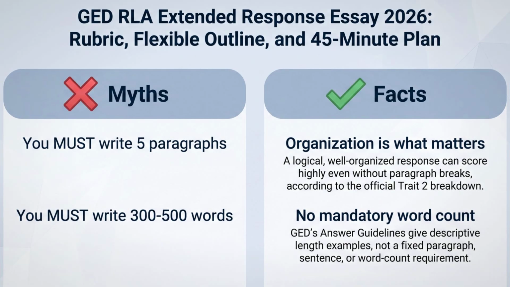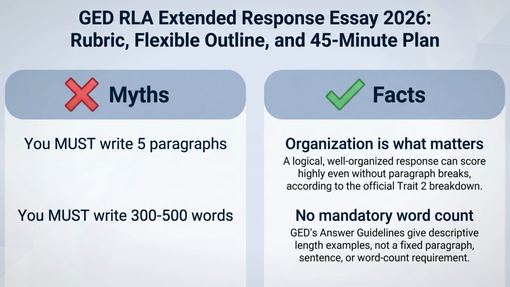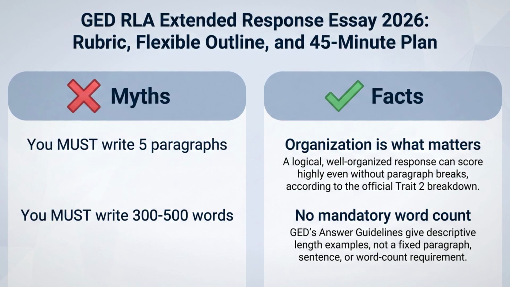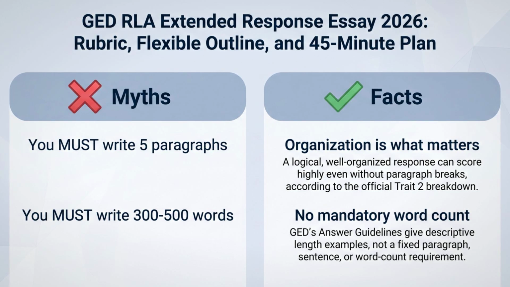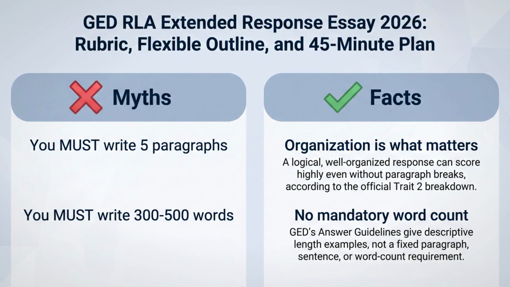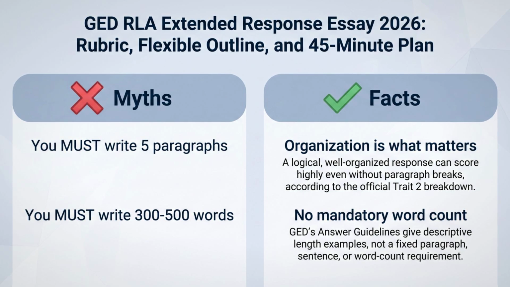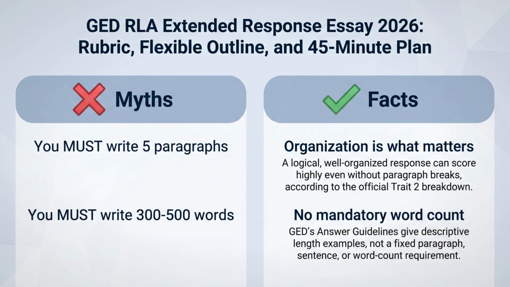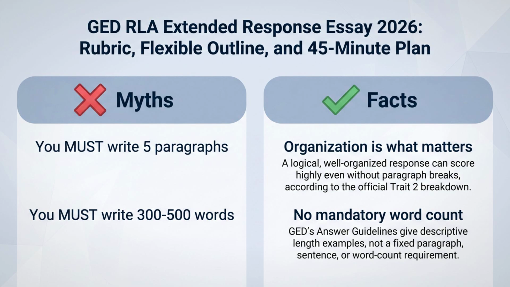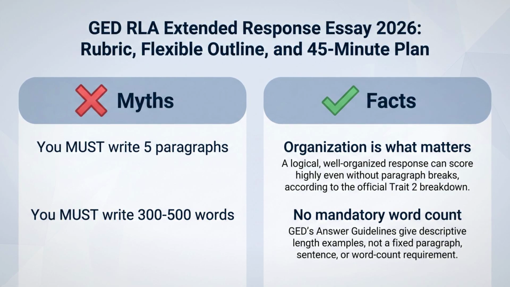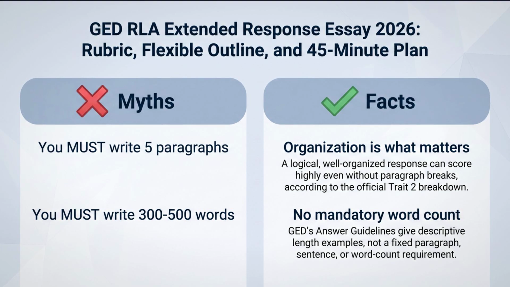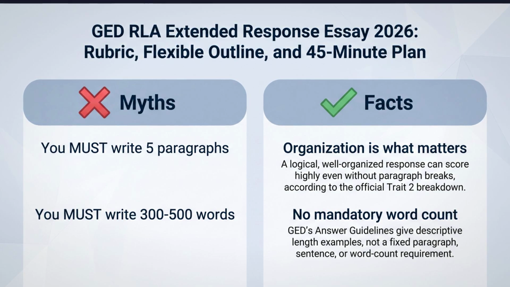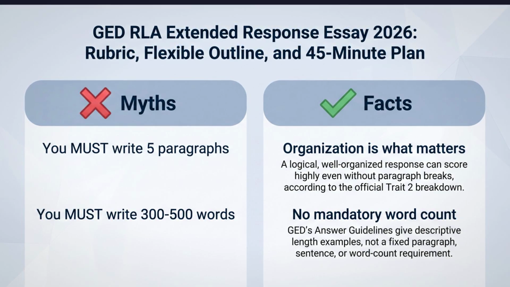Many test takers worry about rules that don't actually exist. First, the GED rubric does not require a 5-paragraph essay. A logical, well-organized response can score highly even without traditional paragraph breaks. Second, there is no mandatory word count. The official guidelines give descriptive examples like 300 to 500 words, but these are not scoring requirements. Focus on developing your analysis with sufficient evidence, not on hitting an artificial word or paragraph target. Quality of analysis always outweighs simple length.